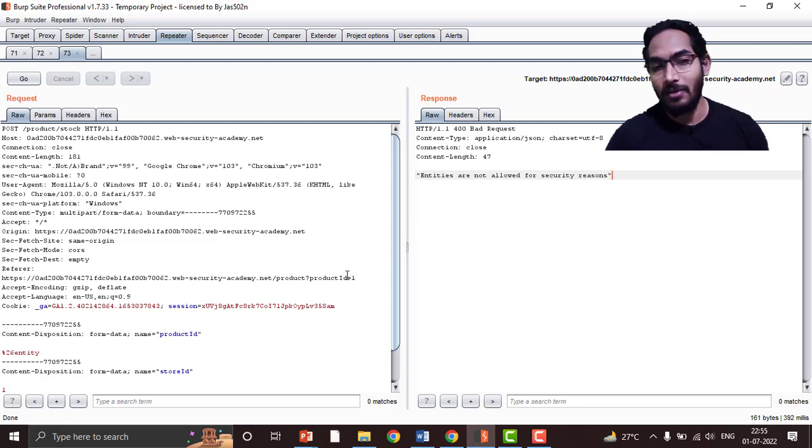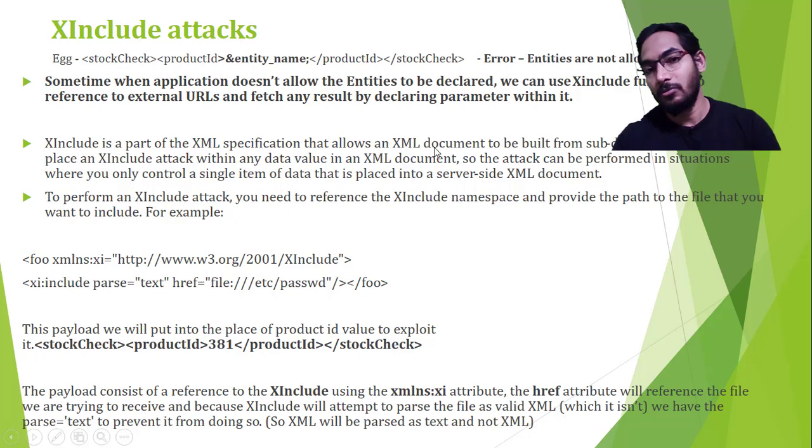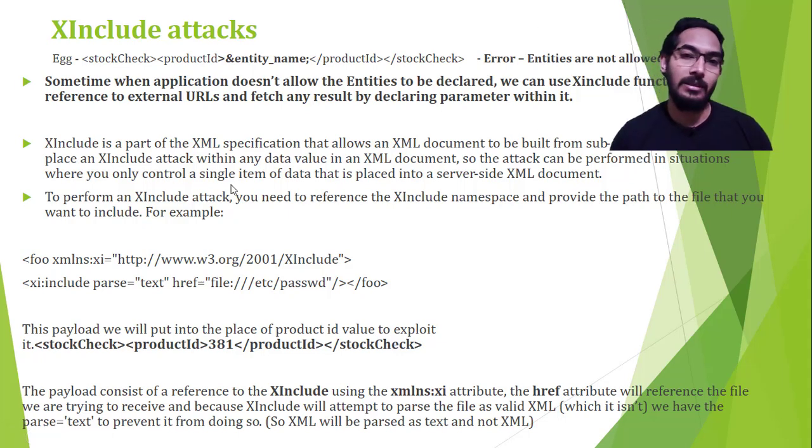The way is you have to use XInclude. You can use the XInclude kind of function. Before we go to the payload, I will just tell you what the XInclude function is. It is also part of the XML specification, which allows an XML document to be built from sub documents. You can place the XInclude attack within any data value in the XML document, so that the attack can be performed in a situation where you can control a single item of data that is placed into a server-side XML document. And now how you can perform it.